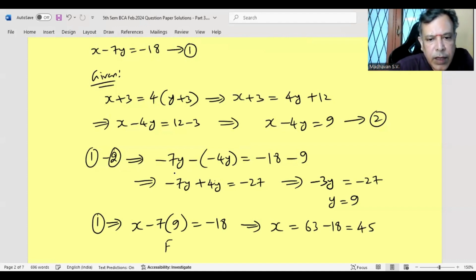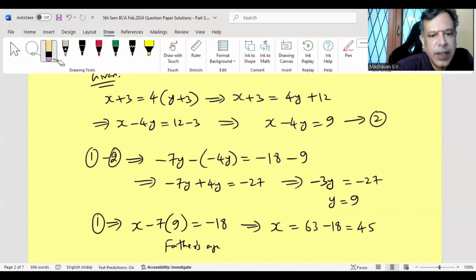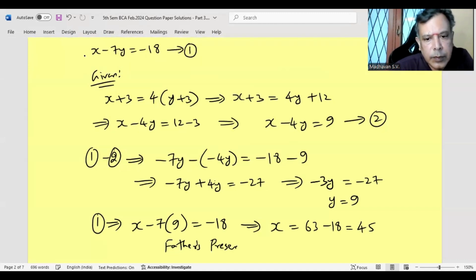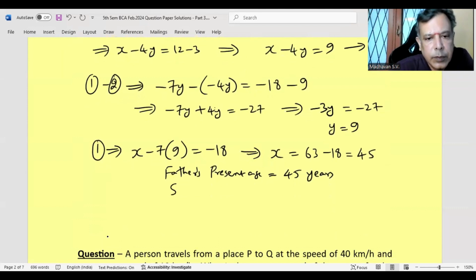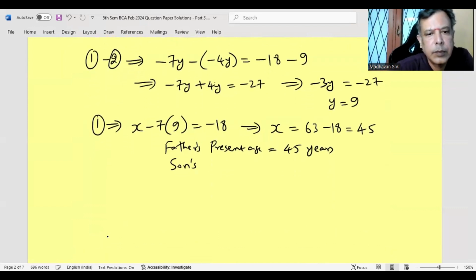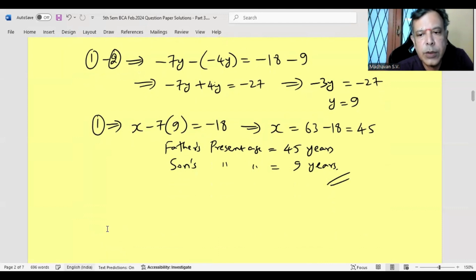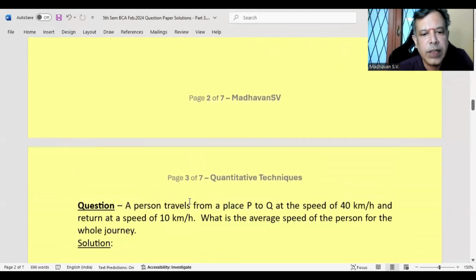So therefore, father's present age is 45 years, and the son's present age is 9 years. So that is the solution for this particular question. Now let us move on to the next question.